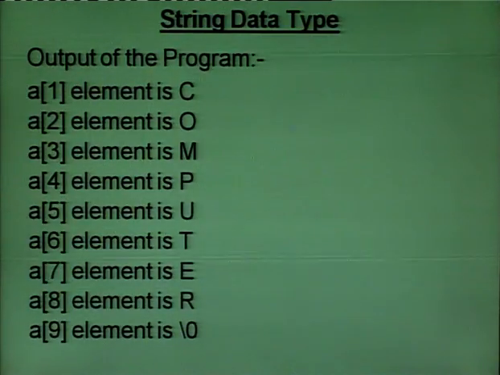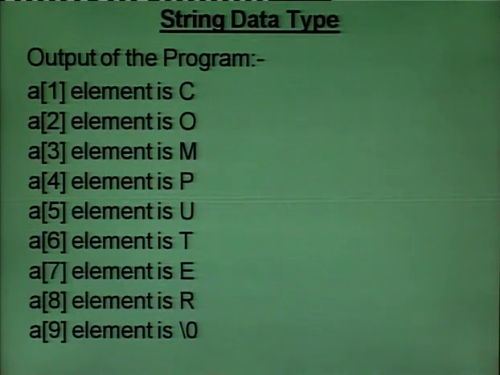The output for this program is given here. Firstly, the first element A1 is given by the program, that is C. Then A2 is O. Then A3 is M. Then A4 is P. Then A5 is U. A6 element is T, A7 element is E, and A8 is the element R.